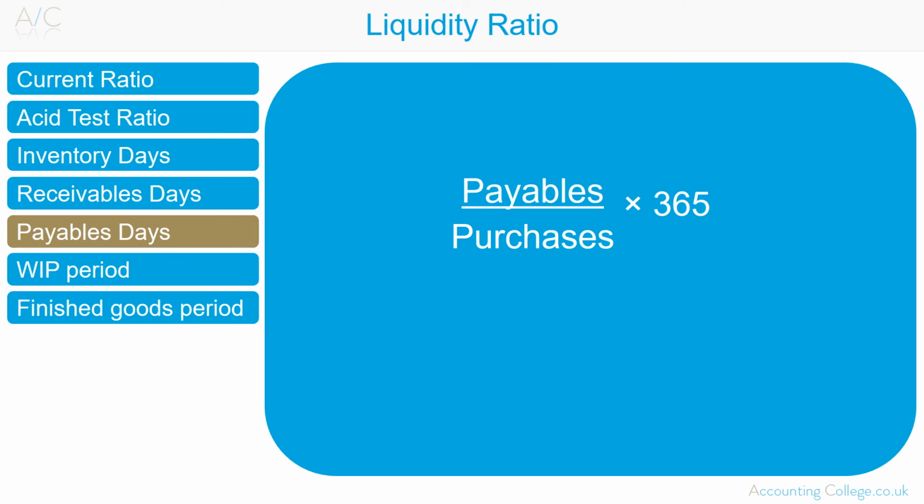Payable days ratio. Payable days, also known as creditor days, are payables divided by purchases. They are the average period it takes for a company to pay for its purchases. Long payment periods are good for liquidity, but care must be taken here not to damage relationships with suppliers.